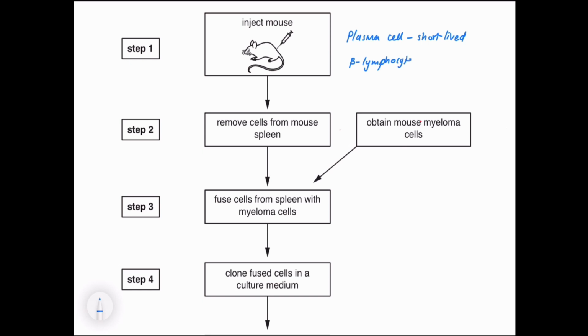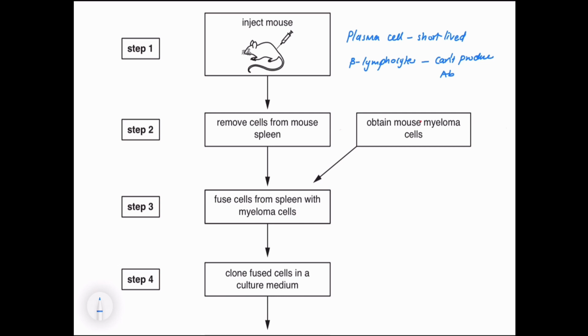B lymphocytes, yes, they are long-lived, but they can't produce antibody unless they have differentiated into plasma cells. So now we are in a dilemma. So what can we do? We need to make the plasma cells long-lived.